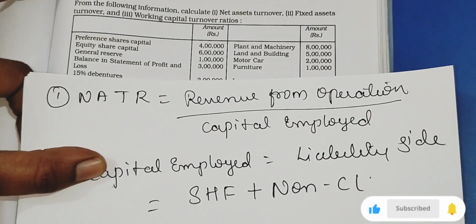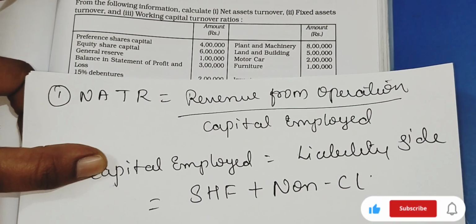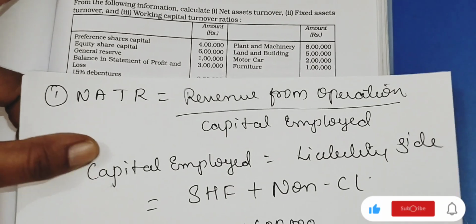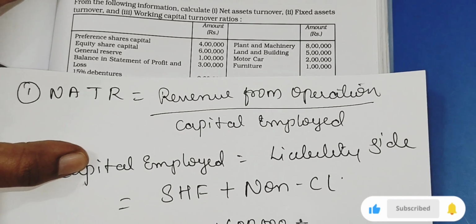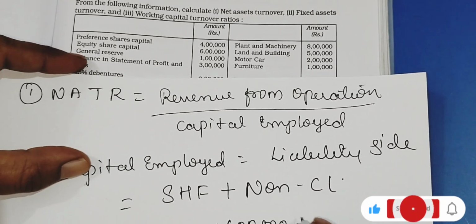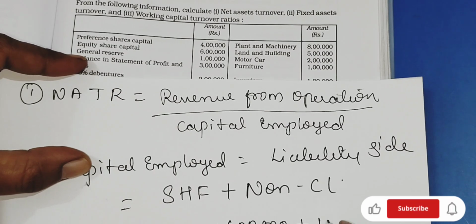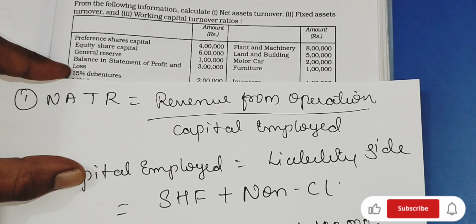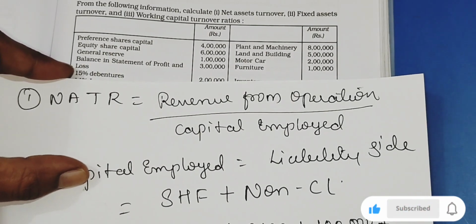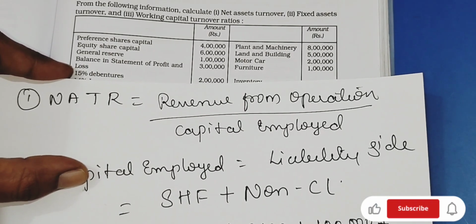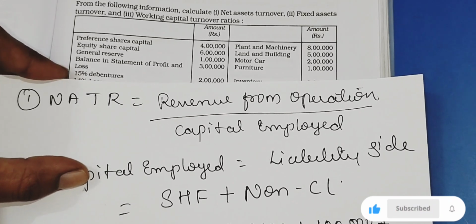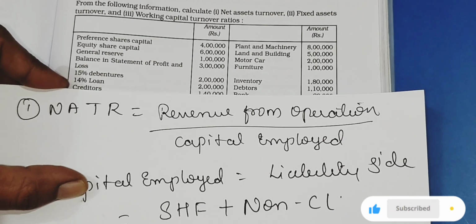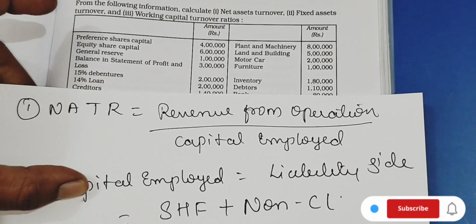That is 4 lakh plus 6 lakh plus non-current liability. Reserve fund and general reserve we are also considering under shareholders fund. That is 1 lakh plus 3 lakh. Debentures are non-current liability, 2 lakh. 14% loan 2 lakh.